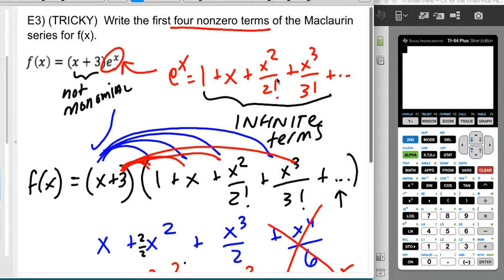You'll notice I wasn't asked for the general term because you're not going to be able to find the general term here in any meaningful way. Because of the x plus 3, you can't really distribute to infinite terms, so it's going to be very difficult, if not impossible, to find the nth term in a way that would make logical sense.